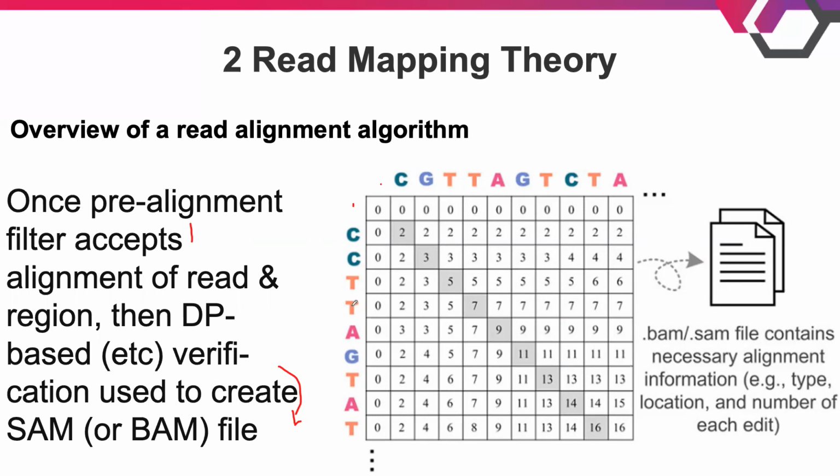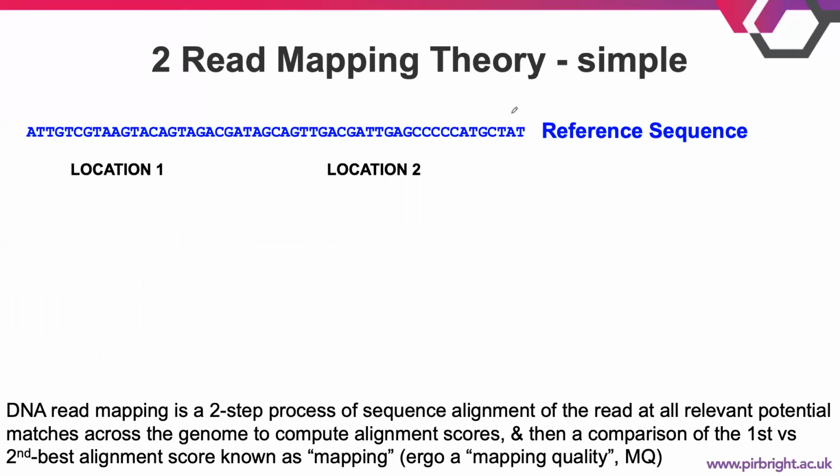So the next stage is to determine the most likely match for each of these high quality alignments. If we consider our reference genome here in blue, we have two different locations to which our read might map.